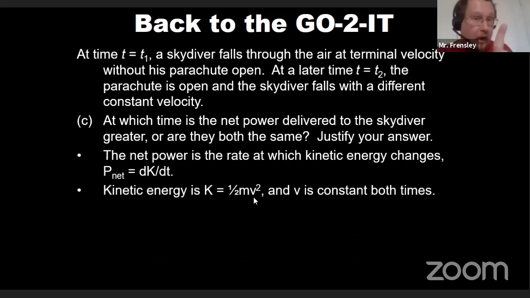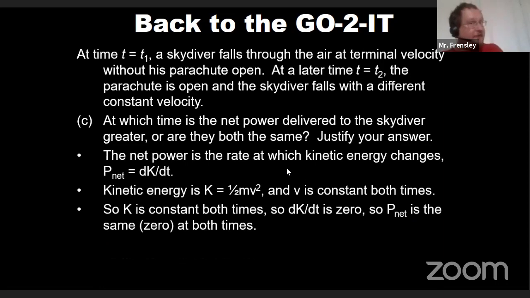Well, at time 1, the velocity was constant because he was at terminal velocity. And at time 2, he was at a new terminal velocity, but the velocity was still constant. So at both times, the velocity was constant, maybe a different velocity, but that doesn't matter. It was constant. So the kinetic energy was constant at both times, and that means the power delivered was 0. The derivative of a constant kinetic energy is 0, or the rate of change of a constant is 0.